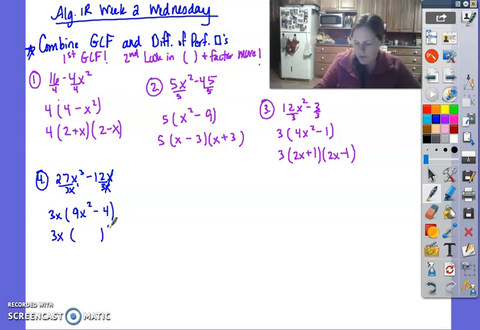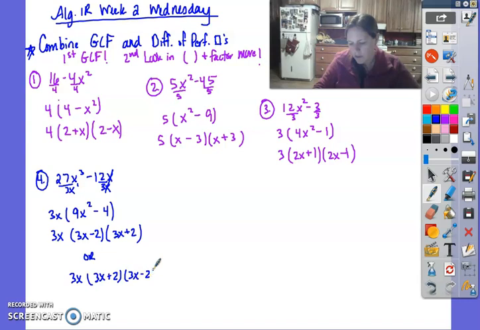Two terms, attached by subtraction. Both can be square rooted, the 9x squared and the 4. Square root of 9x squared, you should be pretty good at this now. And square root of 4, 2 and 2. And just opposite signs, makes no difference which one goes where. So keep in mind that your answer could also be 3x times 3x plus 2 times 3x minus 2. I don't care what order it is as long as you've got 3x, a 3x plus 2, and a 3x minus 2. And the last one we will do today, so then you can get on to your homework and celebrate a wonderful Wednesday.